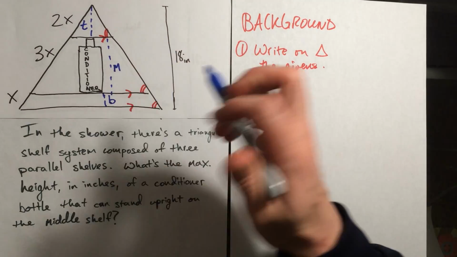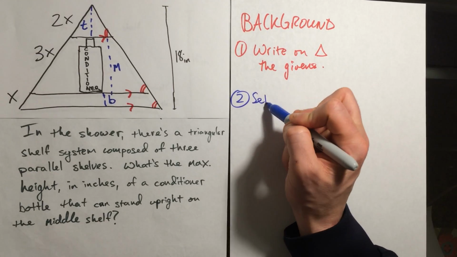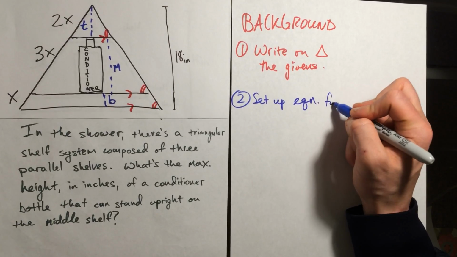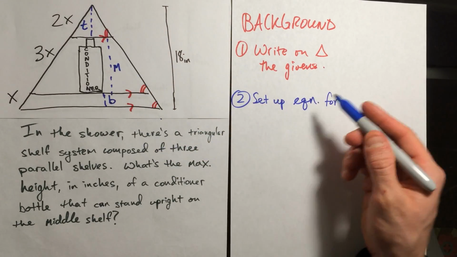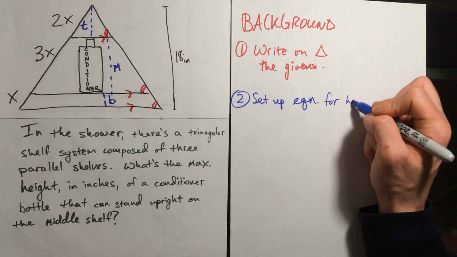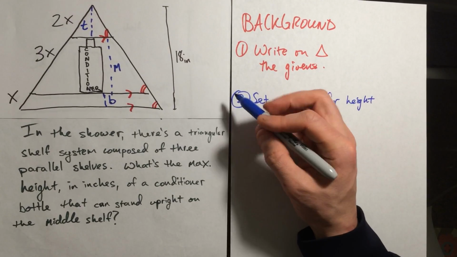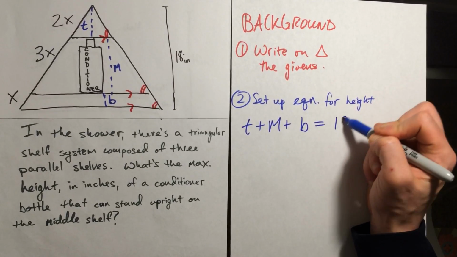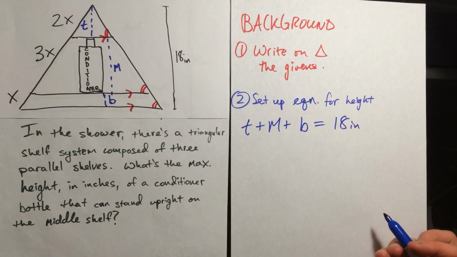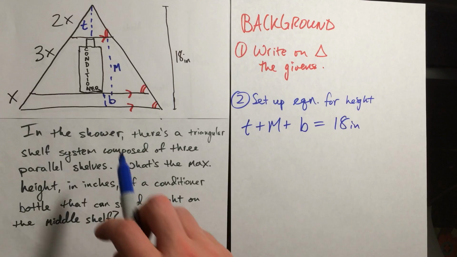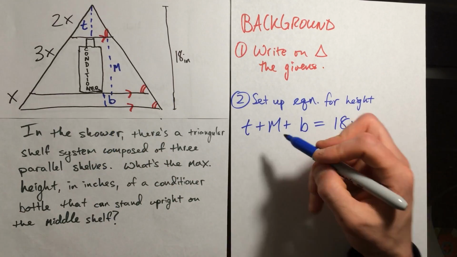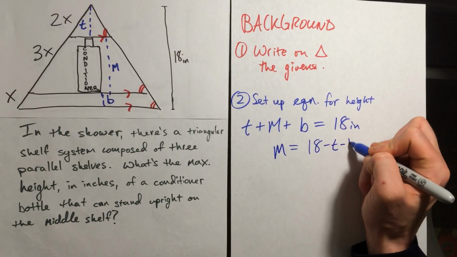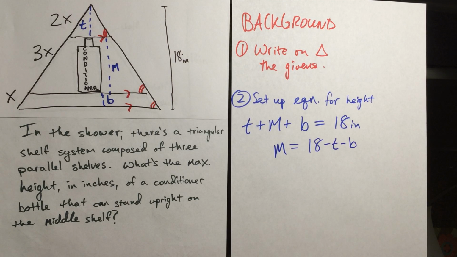This brings us to the next part of the background. We need to set up an equation, EQN, for these values, for height in this case. So we know here that T plus M plus B gives us 18 inches. So that's one equation we can use right away, and it gives us confidence that we're progressing towards the value that we want, which is M. In fact, we can even solve for it if we want to. M we know is going to be 18 minus T minus B, if we ever get that far. Let's see if we'll get that far.